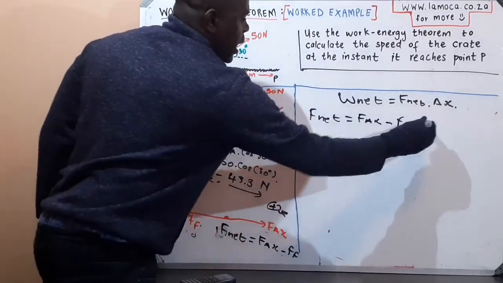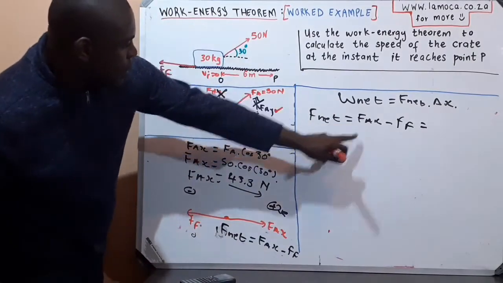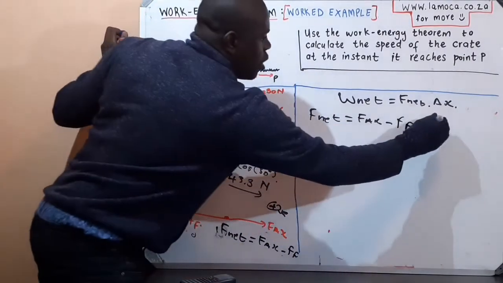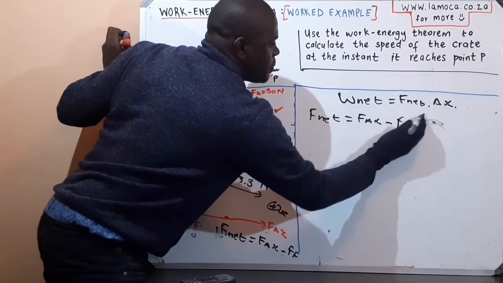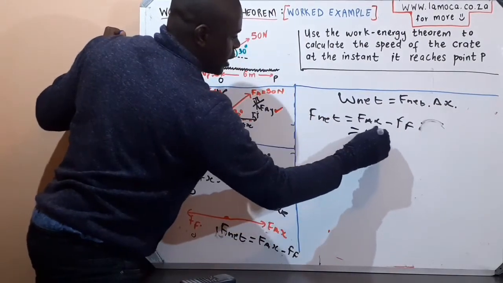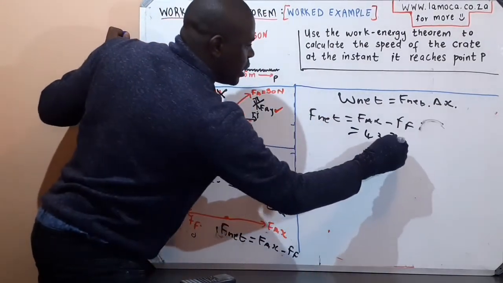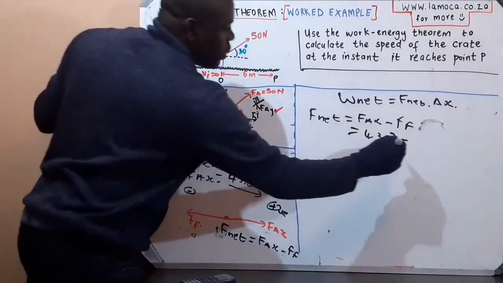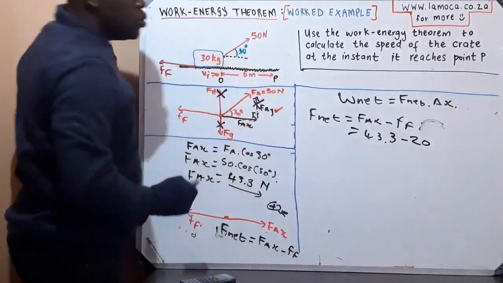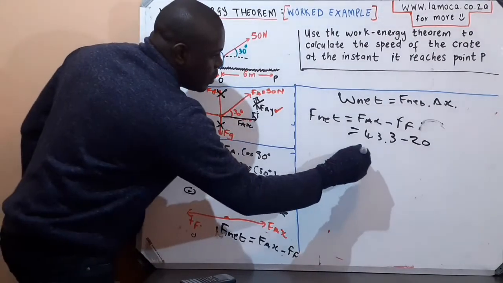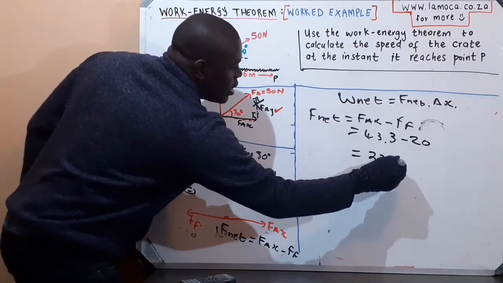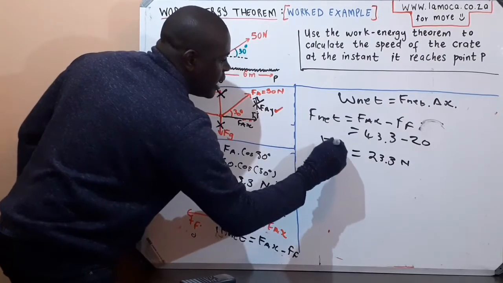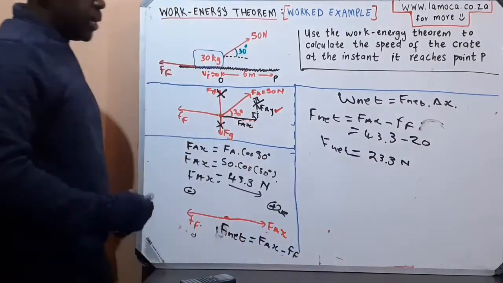We calculated the force applied on the X to be 43.3. And we were told in the statement that the frictional force is 20 newtons. So you put your 20 newtons there. Then the difference is going to be 23.3 newtons. This is the net force that is acting on this particular object.